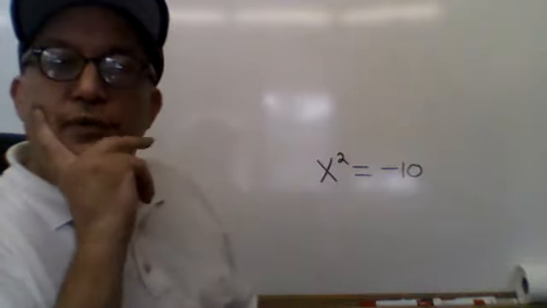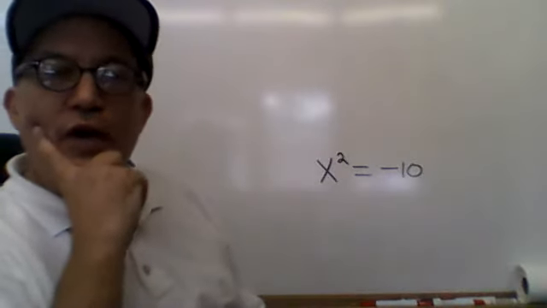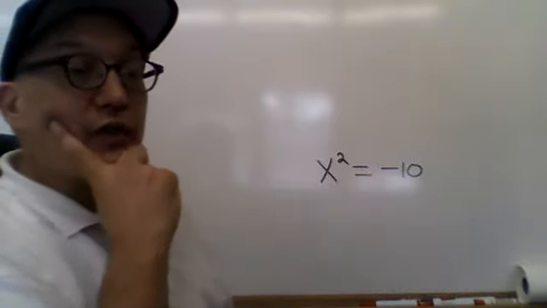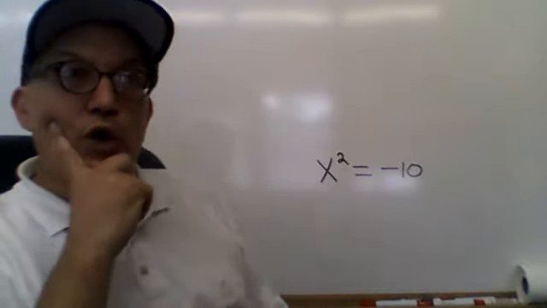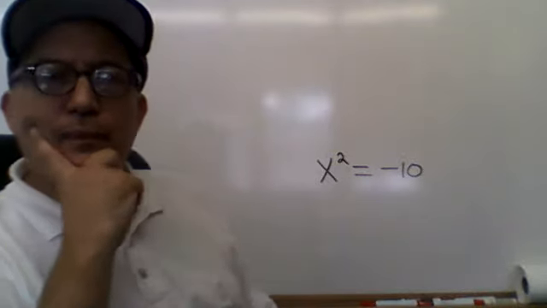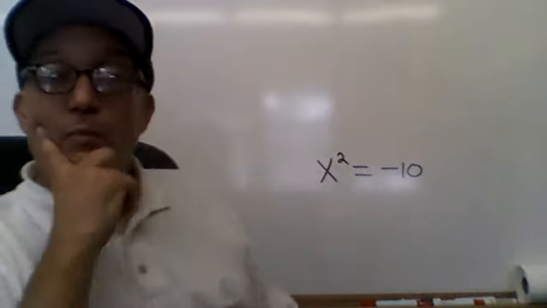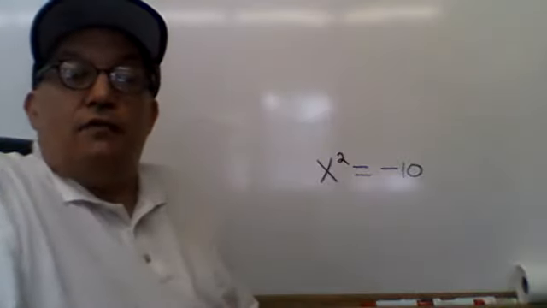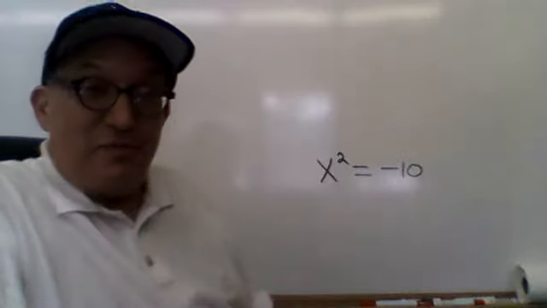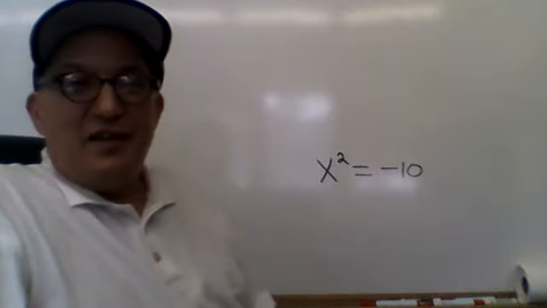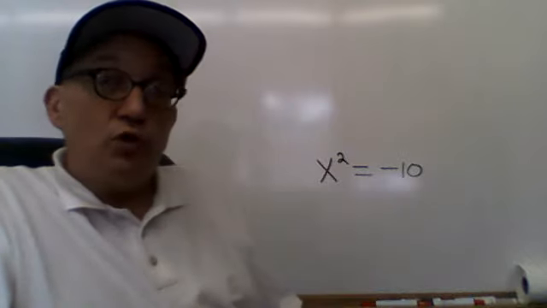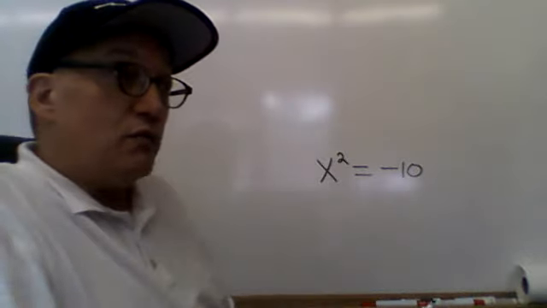What about this? x squared equals negative 10. This equation is asking you a question. It's asking you, what number can I multiply by itself to get negative 10? What number can I square to get negative 10? And the answer is, there isn't a real number that you can square to get negative 10. Just think about the real numbers. What kinds of real numbers are there?